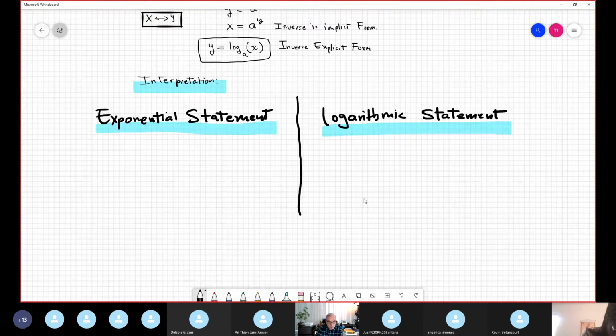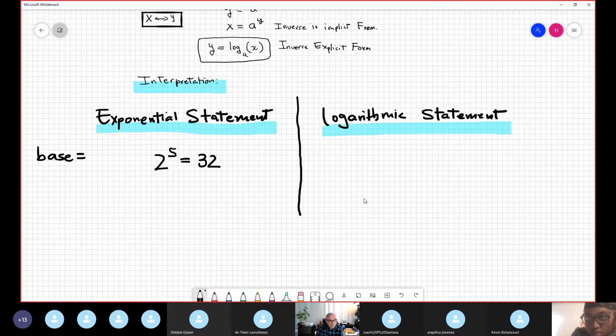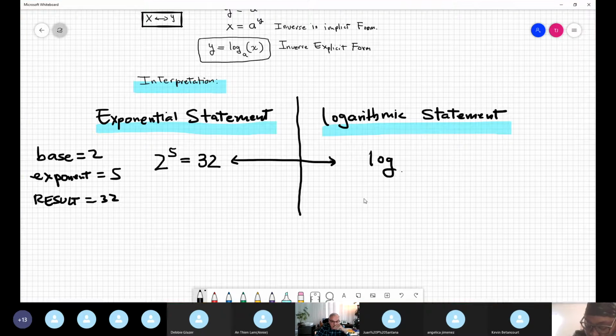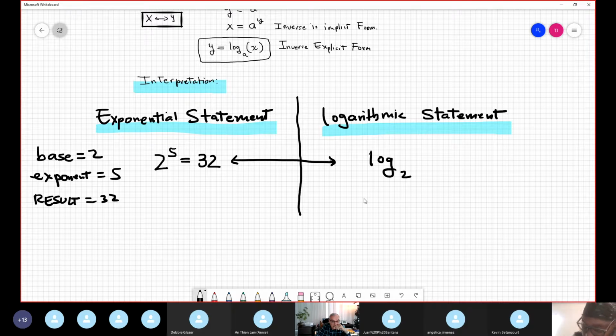Okay. Let me see. The first statement is 2 to the fifth power equals 32, wow, this is a classical exponential statement. The base is 2. The exponent is 5. And the result of this exponential is 32. How do you convert this exponential statement to a logarithmic statement? Well, you put the famous word log. And you put a small number here, the base, 2 in this example, the base is 2, look here.